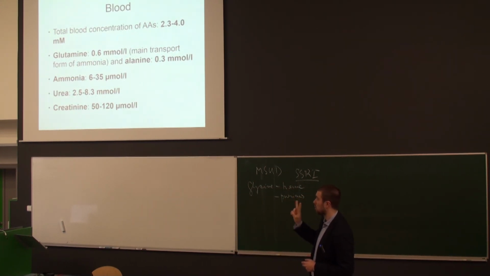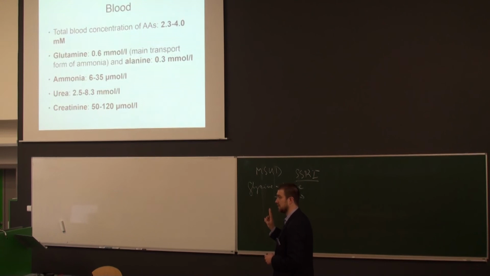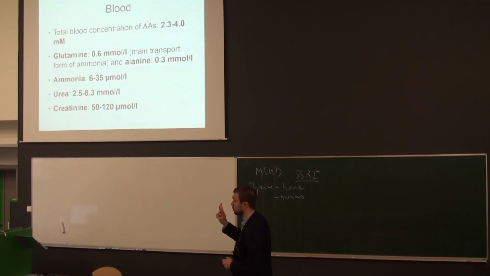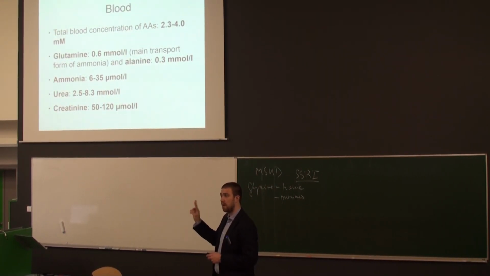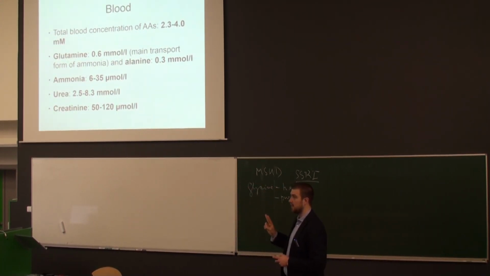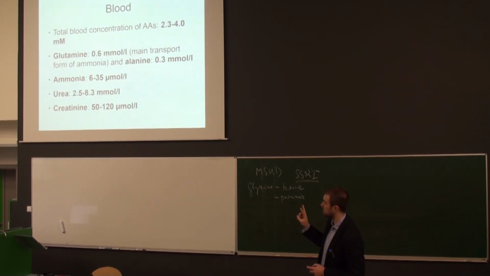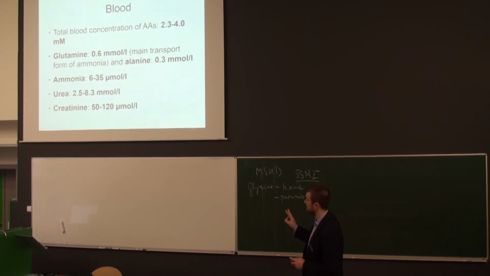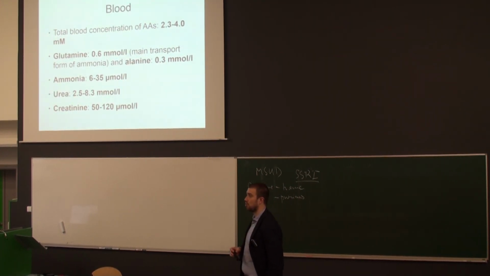You should know the concentration of 2 amino acids. First is glutamine, as you know, the main transfer form of ammonia in your body. That reaches a concentration of around 0.6 millimoles. And then alanine, that's the second important transfer form, and that's 0.3 millimoles.